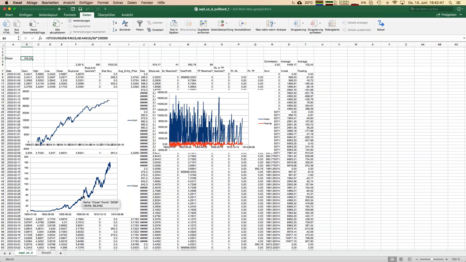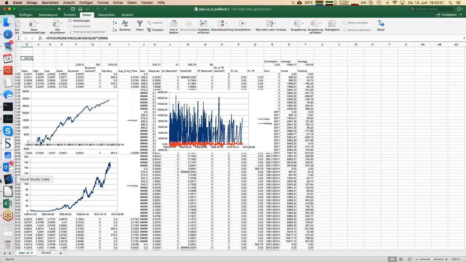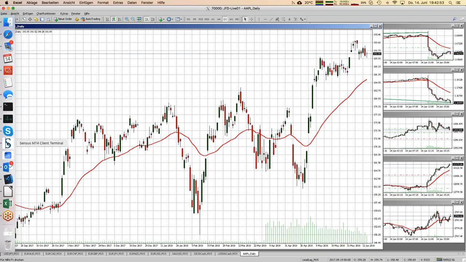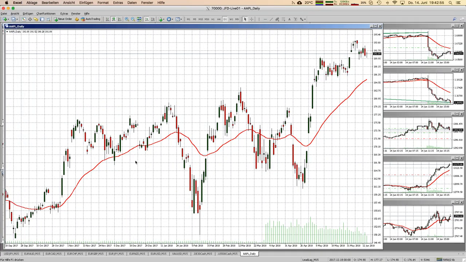Let's use an EMA simply as a filter. Let me illustrate that within a chart. So we have here, once again, the Apple chart. It's more or less the same picture as before, and I put one EMA within the chart. Right now it's an EMA with a period of 40.